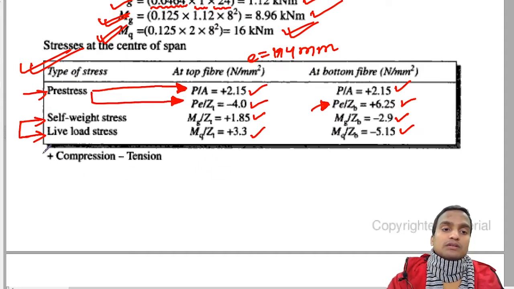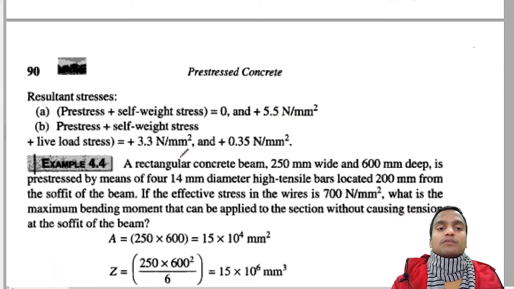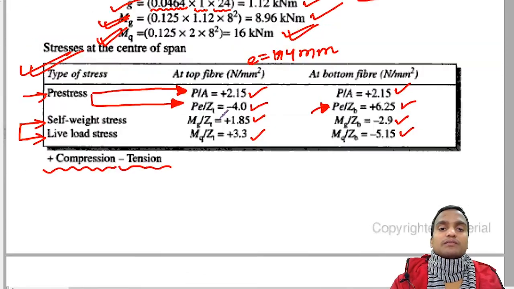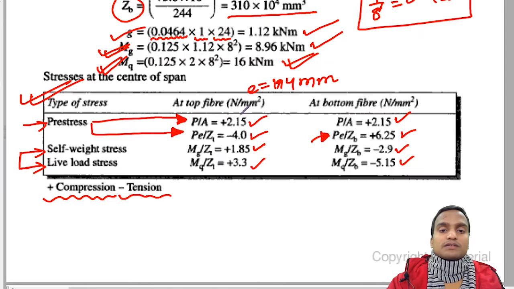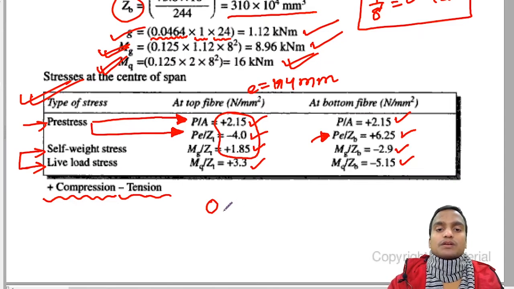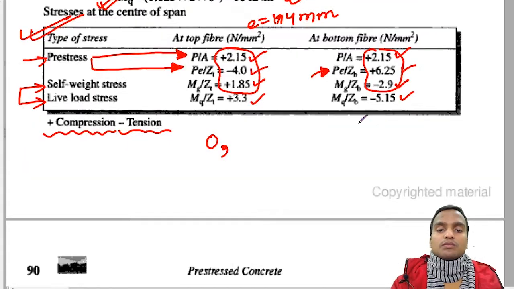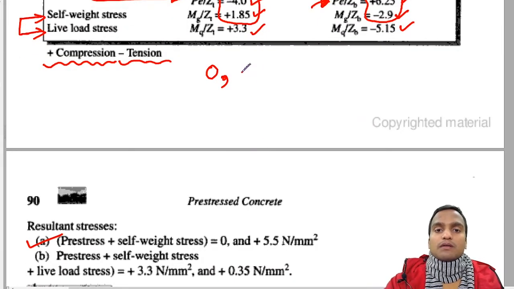Now the sign convention is given here: plus for compression and minus for tension. Now the resultant stresses can be calculated. In case A we have to consider only pre-stress plus self-weight stress. So if we add these first three values only, excluding the live load, it comes out to be 0 at the top fiber, and at the bottom fiber if we add all these values, it will come out to be plus 5.5 Newton per mm square.